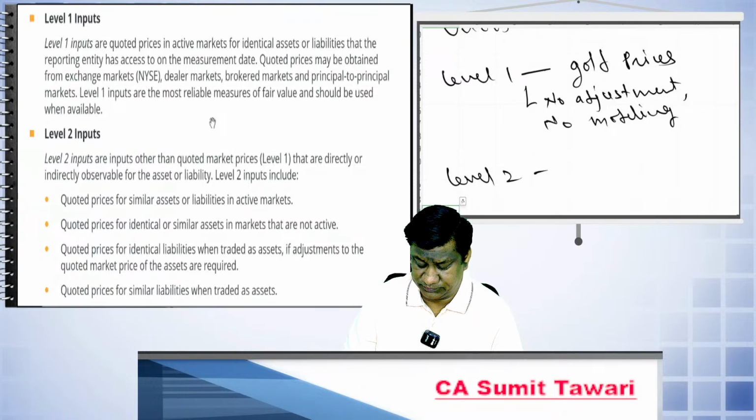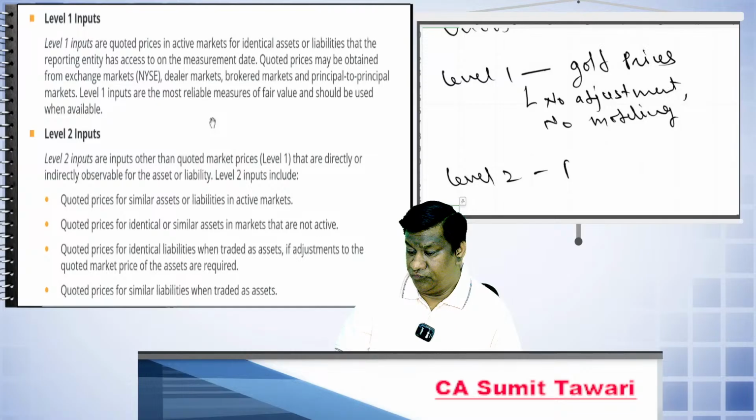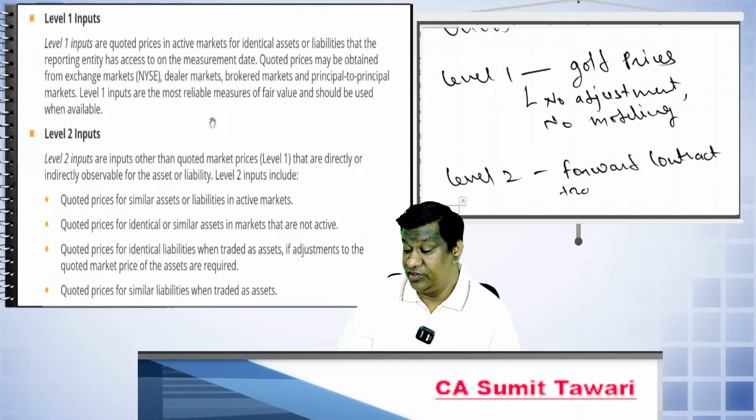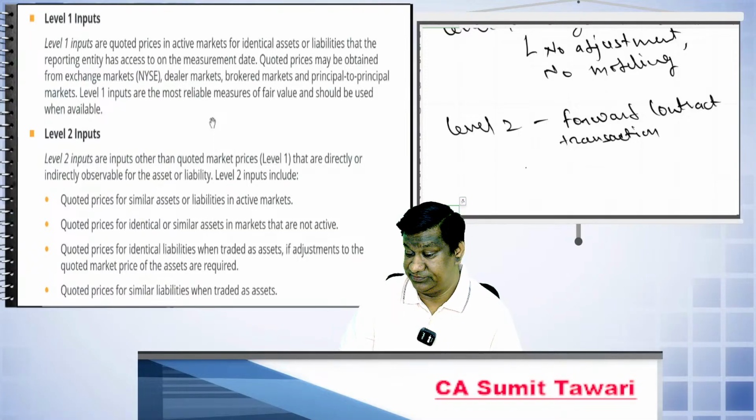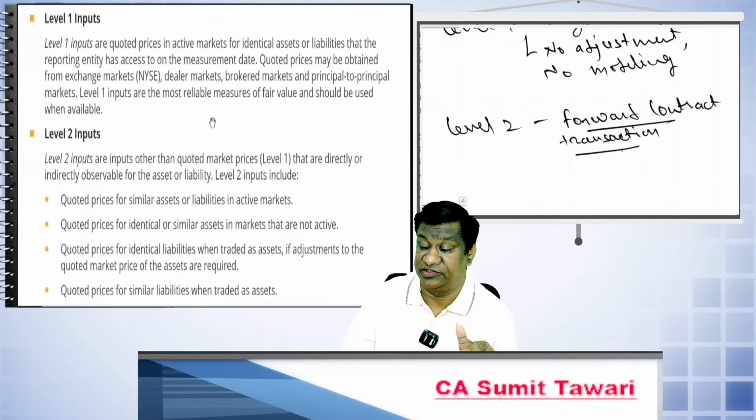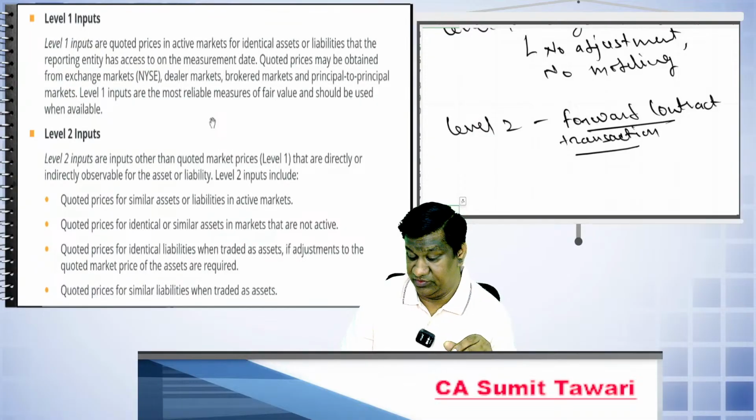Level 2, any guess? Forward contract transaction. Prices of the forward contract transaction depend on the active market for the spot transaction. So we are not getting any ready information for the forward contract transaction. Depending on the active market transaction, we decide the valuation.